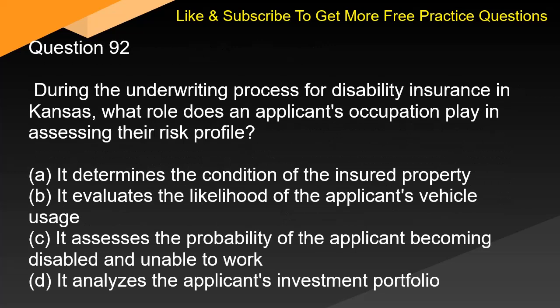Question 92. During the underwriting process for disability insurance in Kansas, what role does an applicant's occupation play in assessing their risk profile? A. It determines the condition of the insured property. B. It evaluates the likelihood of the applicant's vehicle usage. C. It assesses the probability of the applicant becoming disabled and unable to work. D. It analyzes the applicant's investment portfolio.